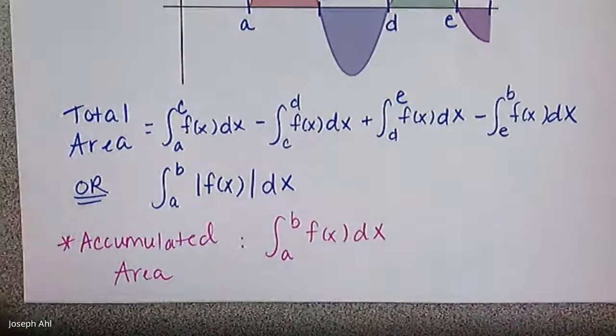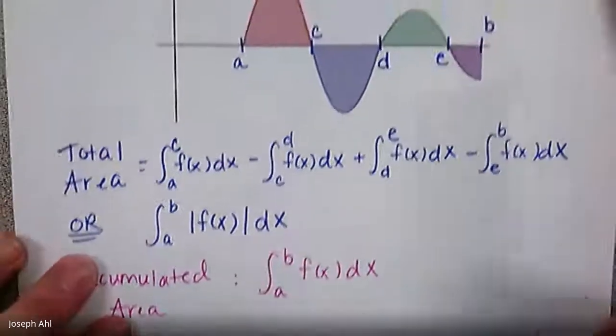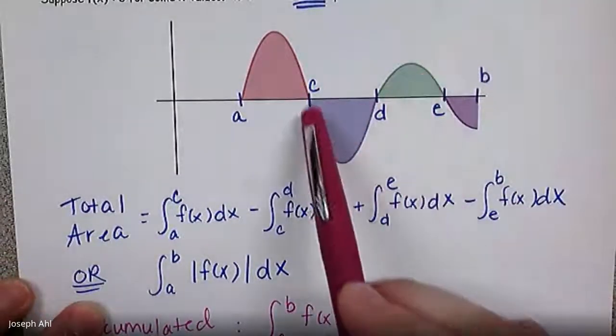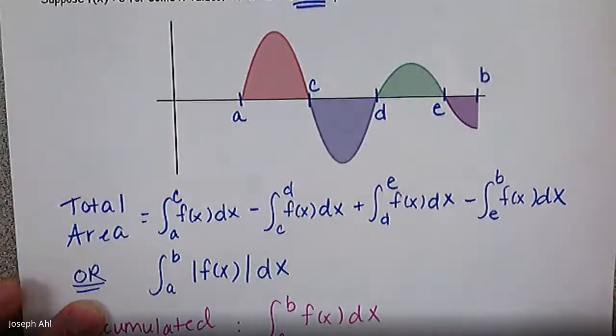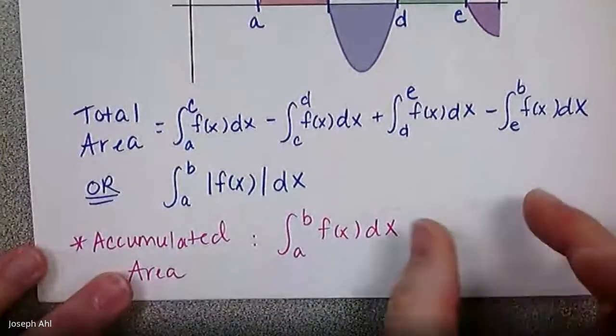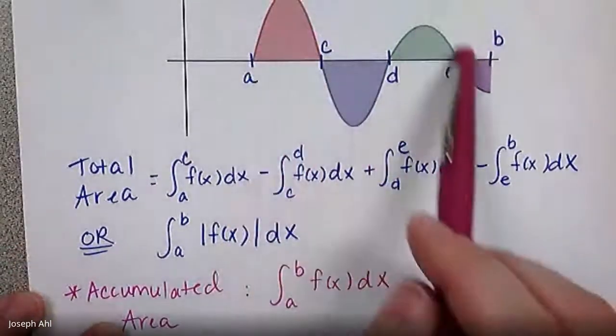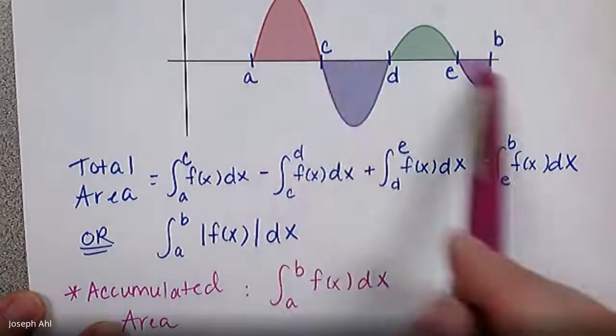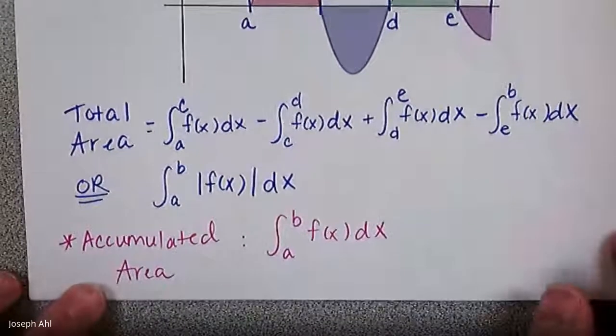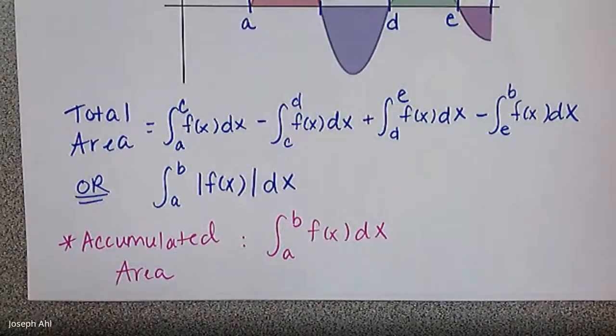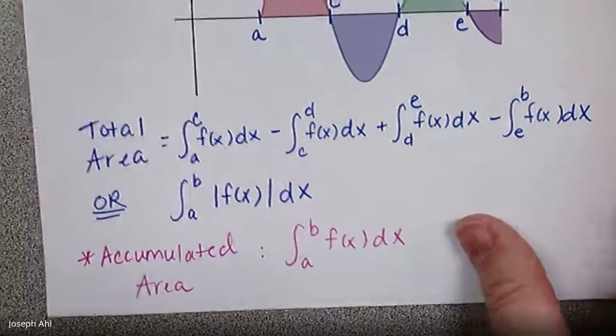Okay, and in the end, it might come out positive, it might come out negative. Based on this, it kind of looks like it's more positive than it is negative in the end anyway. So it might wind up being positive, but it's not the total area. It's just what the accumulation of areas would equal as I go from a to b. So just the difference between those two, it's important to take note of. On to the next page.